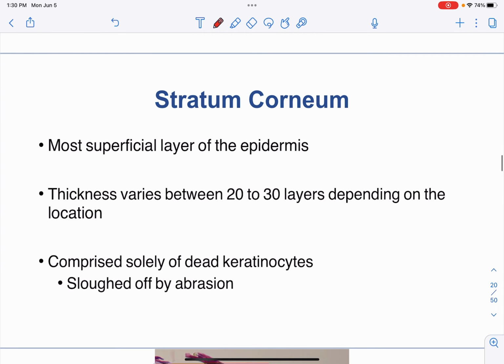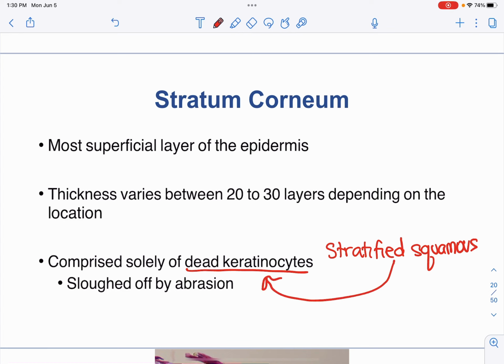And then the stratum corneum is the most superficial layer of the epidermis. The thickness varies. It can be anywhere from 20 to 30 cell layers thick, depending on the location. It is comprised solely of dead keratinocytes. We talked about how this is stratified squamous cells. In this situation, these squamous cells have a name, and they are keratinocytes. And they are dead, and they are sloughed off by abrasion.